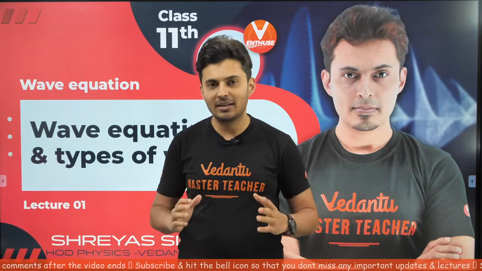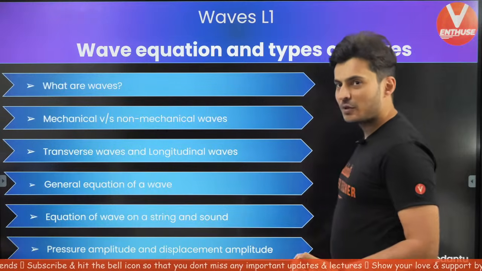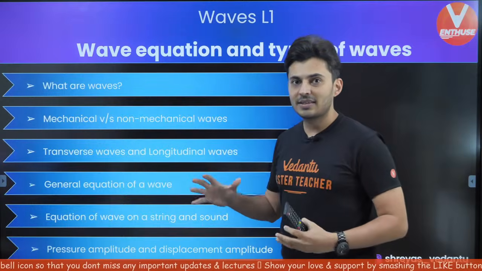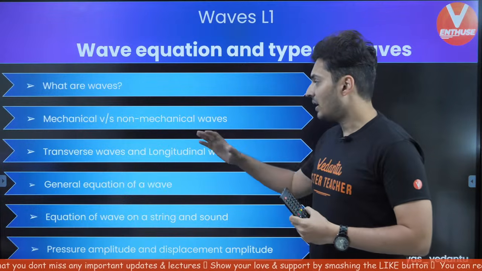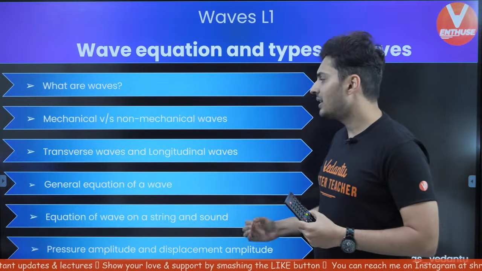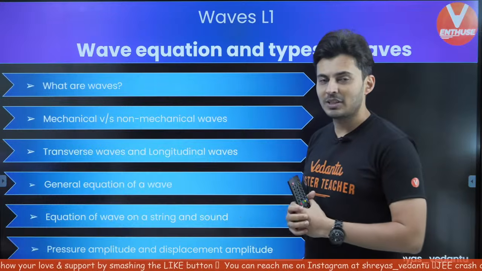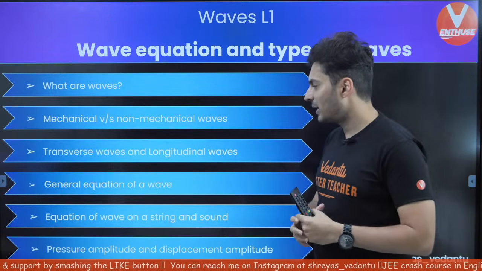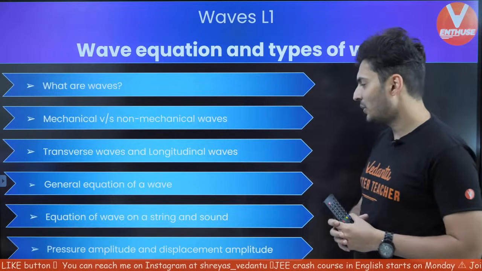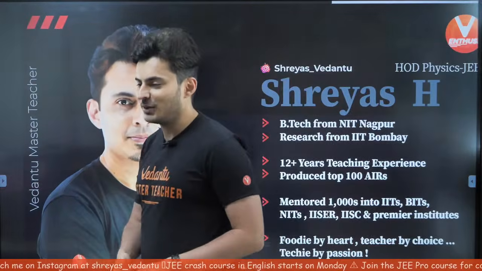And in today's session, we are going to see the different kinds of waves. We are going to classify the waves. We're also going to see what's the equation of a wave, and we're going to see the equation for transverse as well as the longitudinal wave. And then we are also going to talk about the general equations, and we are going to see some graphical analysis as well. And yes, we're going to end the class with pressure amplitude, displacement amplitude, and waves on a string, of course.